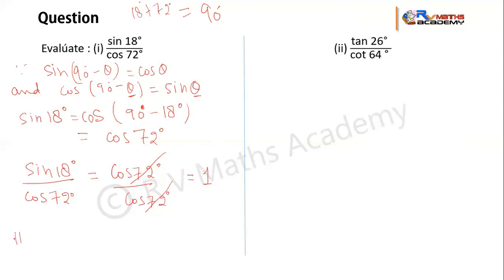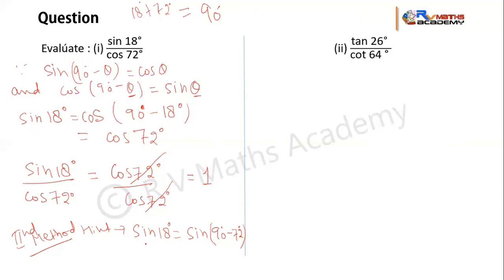This is a second method. I'm just giving you a hint here. If you don't want to change the trigonometric ratio, you can also write sin 18 degree is equal to sin 90 degree minus 72 degree, because if I subtract 72 from 90, I get 18. So sin 18 degree can also be written as sin 90 degree minus 72 degree.